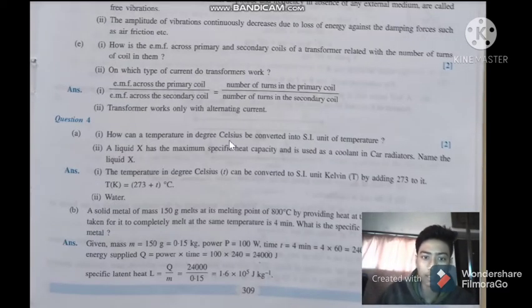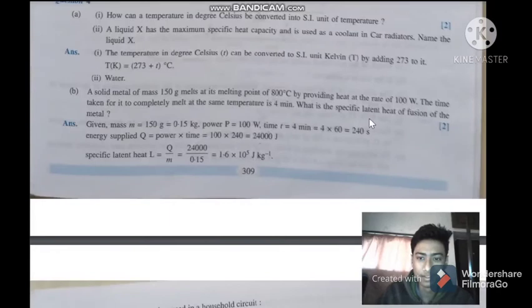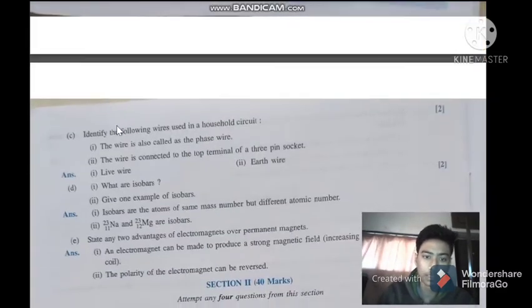So how can a temperature in degrees Celsius be converted into SI units of temperature? How to do that? Very simple. Whatever the value is in degree centigrade, just add 273 to it to get the temperature in Kelvin. As simple as that. Next question you don't have because it's related to specific latent heat numericals. So simple numericals from the latent heat concept you also don't have. So strike it off. Let's move.